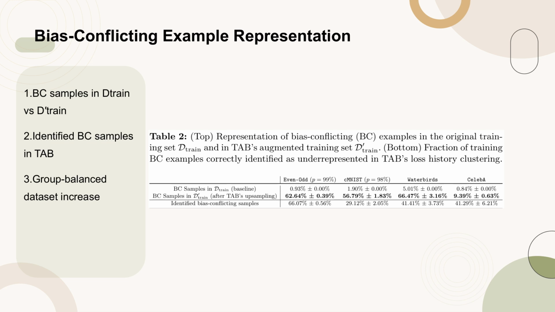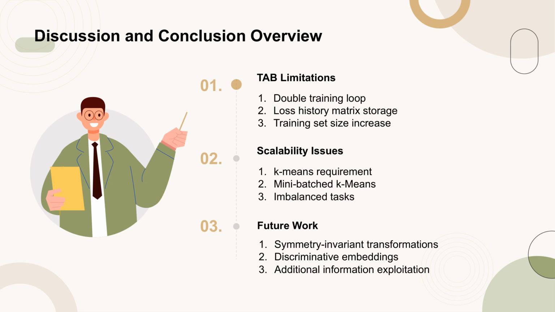The TAB method, while effective in improving worst group accuracy without group labels or model selection, does come with certain limitations. Firstly, the model training loop needs to be run twice, which can be a constraint when dealing with massive datasets. Additionally, TAB requires storing the loss history matrix, which can significantly increase the size of the training set and thus training times. Despite these computational costs, the method operates without the need for costly model selection. Another limitation is the requirement for k-means, a method that faces scalability issues with large datasets. However, the use of mini-batch k-means has shown to be a scalable solution.